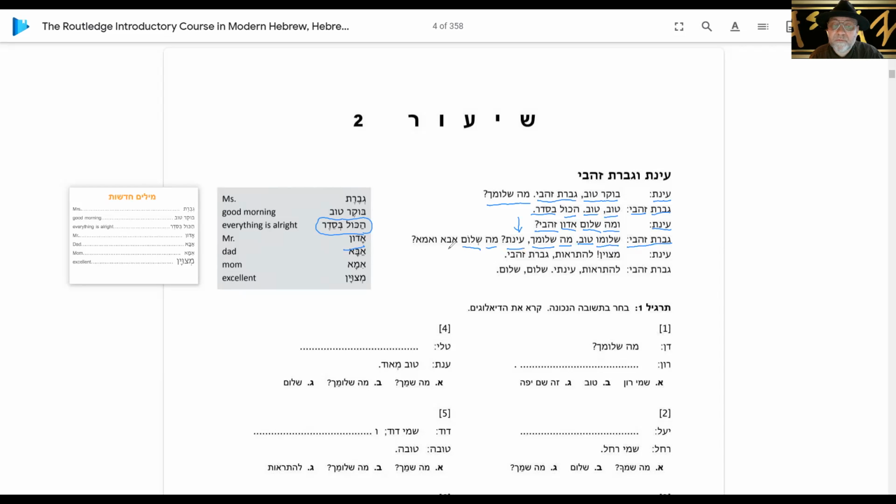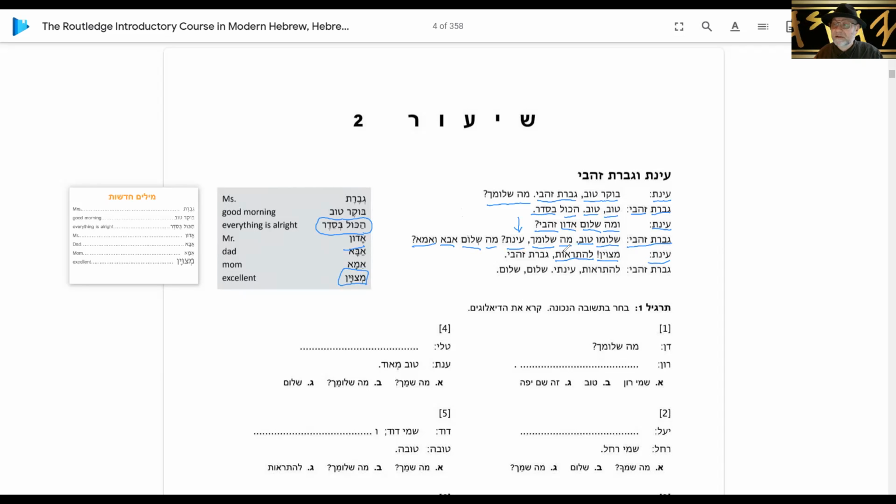Ma shalom abba v'ima. And what is the peace of your father and mother? In other words, how's your father and mother doing, essentially, is what Geveret Zahavi is saying to Einat. Einat says, Metsuyan, meaning excellent. Okay, metsuyan.